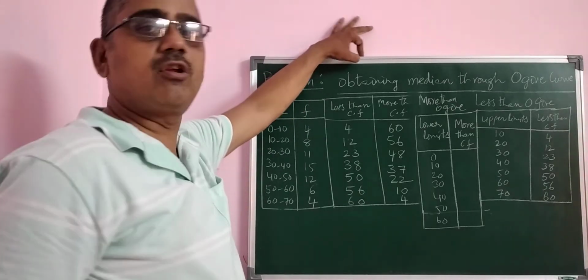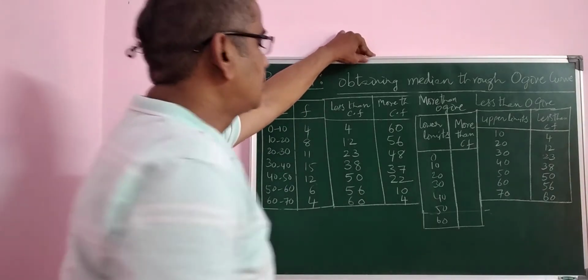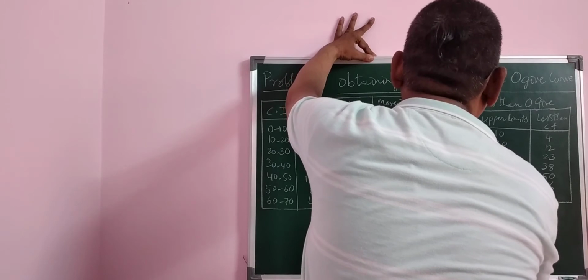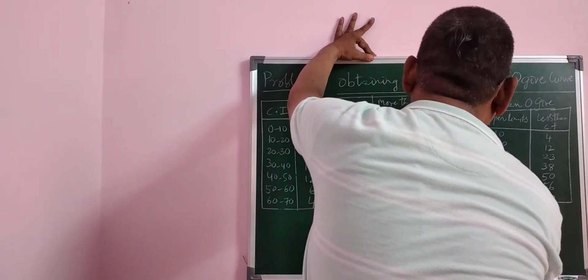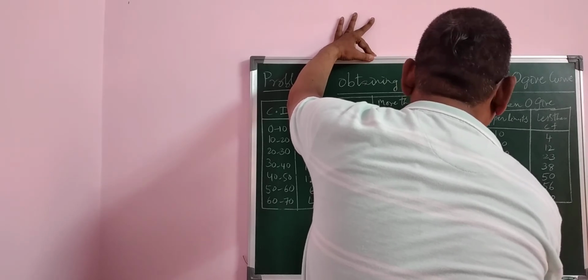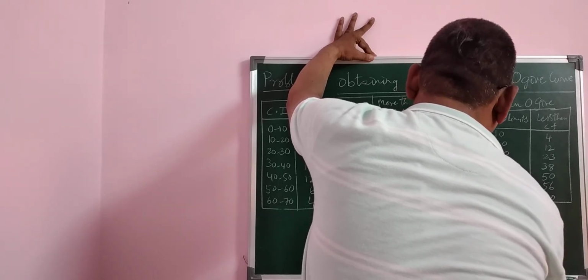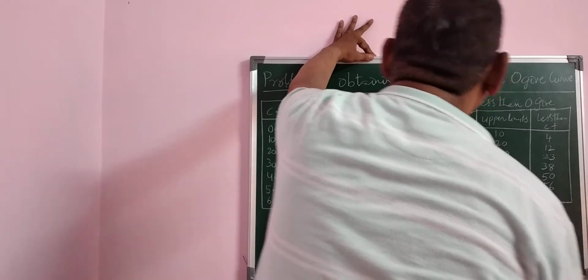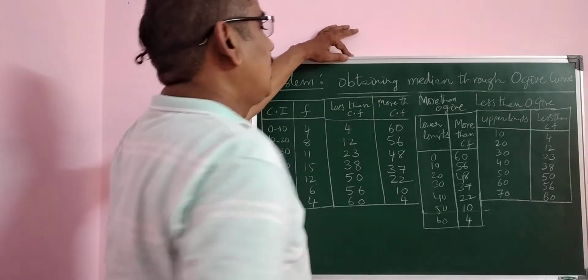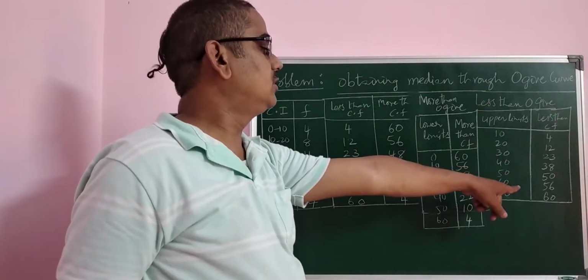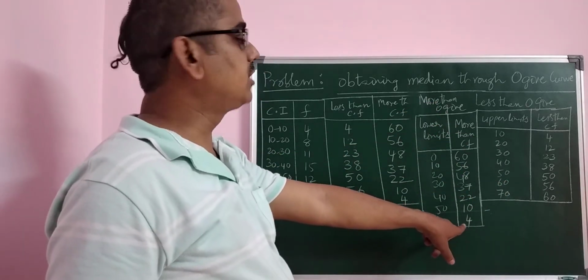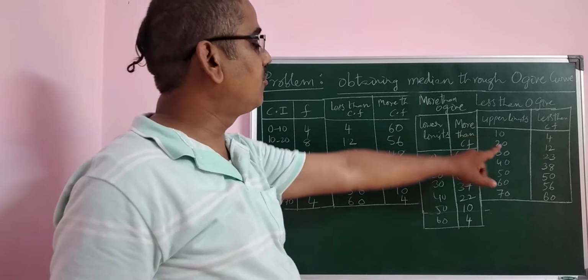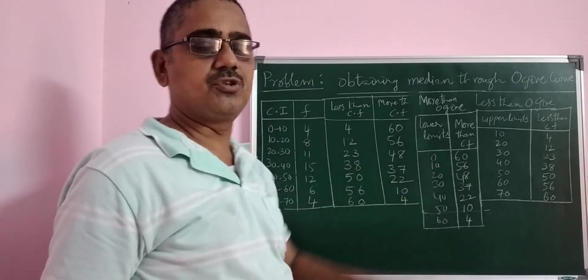And what are the more than cumulative frequencies? They are 60, 56, 48, 37, 22, 10 and 4. So this is the table for less than Ogive, and this is the table for more than Ogive. These are the values here, and these are the values for more than Ogive.